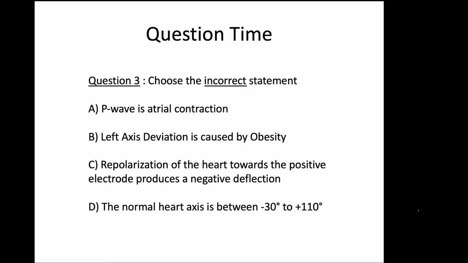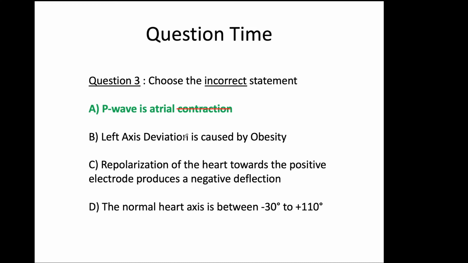All right, so the right answer is A, and I know it's quite annoying, but P wave does not represent atrial contraction. This is incorrect. P wave represents atrial depolarization. So choose the incorrect one: left axis deviation is caused by obesity, that is correct.